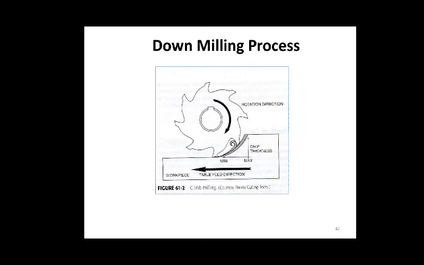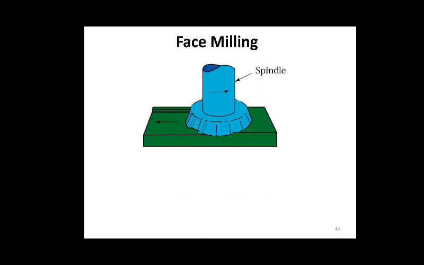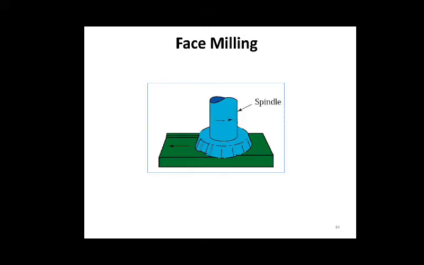Next, that is face milling. It is a process where the cutter is mounted having an axis of rotation perpendicular to the workpiece surface. It is used to create flat surfaces, and the cutting action may be both up or down milling. It leaves cutting marks on the machined surface.